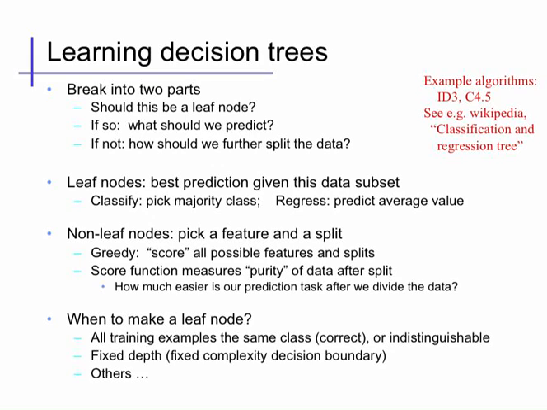Finally, we need to decide when we will make a leaf node or whether we will continue to split the data. We'll return to this point, but we can make decisions like when all the training data are in the same class. Obviously, we can predict that class and get those training examples correct. Or when all the data are indistinguishable, there are no further features we could split on to do better. Or we might use heuristics like a fixed depth, which will give us a fixed complexity of the function.